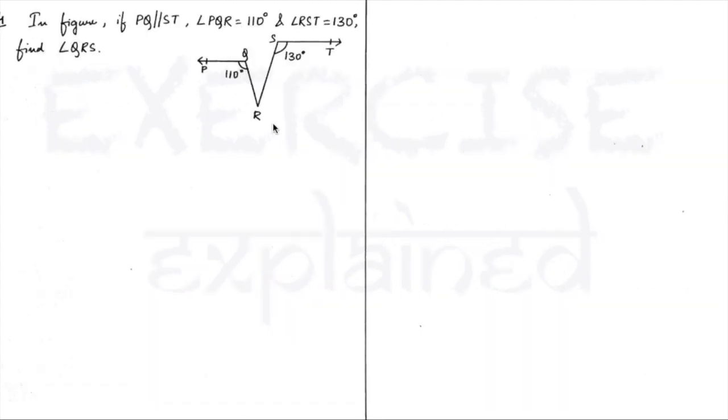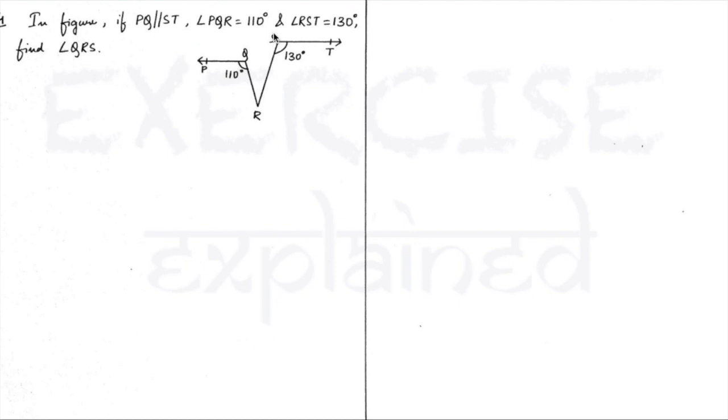Coming to the next question, in figure PQ is parallel to ST. Angle PQR is 110 degrees. Angle RST is 130 degrees. Find angle QRS. So we need to find this in between angle, that is QRS.